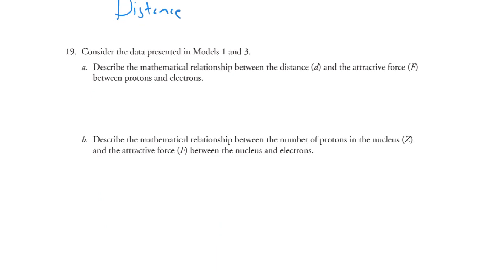All right. Consider the data presented in models 1 and 3. Describe the mathematical relationship between distance and attractive force. We're going to say that this is an inverse relationship. It's a good math word to describe how as the distance goes down, attractive force goes up. And then number of protons and the attractive force, we're going to call that a direct relationship, which is a good math word to describe how as one goes up, the other goes up. And more protons leads to greater attractive force.